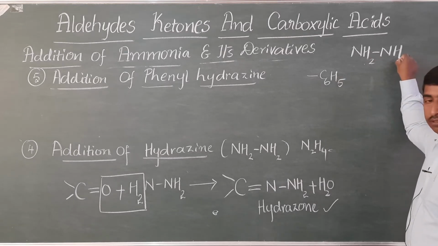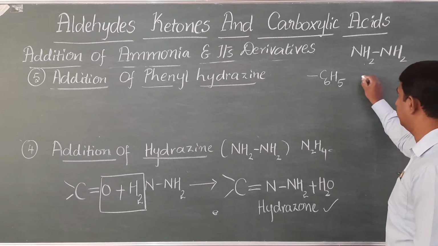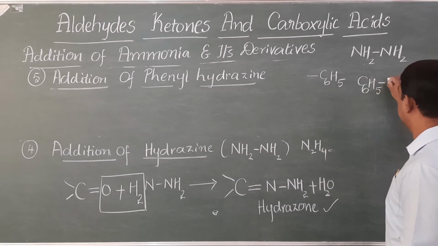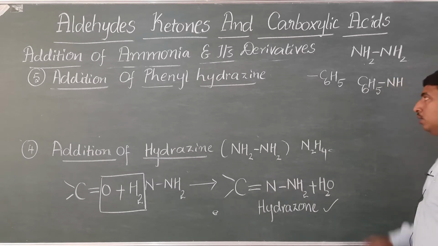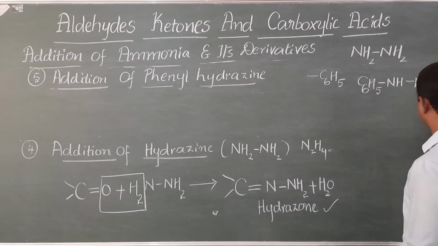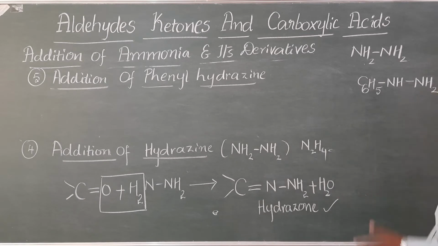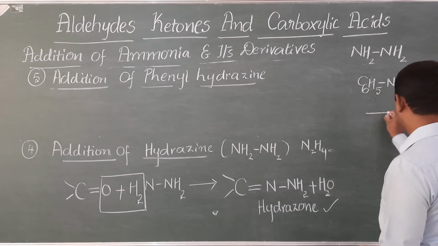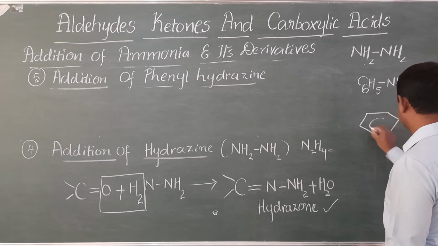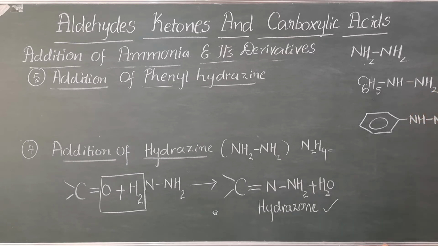There are totally 4 hydrogen atoms. I will remove one hydrogen and in the place of hydrogen I will add C6H5. Then it becomes C6H5 NH, and NH2. NH2 becomes NH. So phenylhydrazine is obtained from hydrazine only by replacing one of the hydrogens by phenyl group C6H5. C6H5 means benzene ring. Benzene ring, NH, NH2. So this is phenylhydrazine.